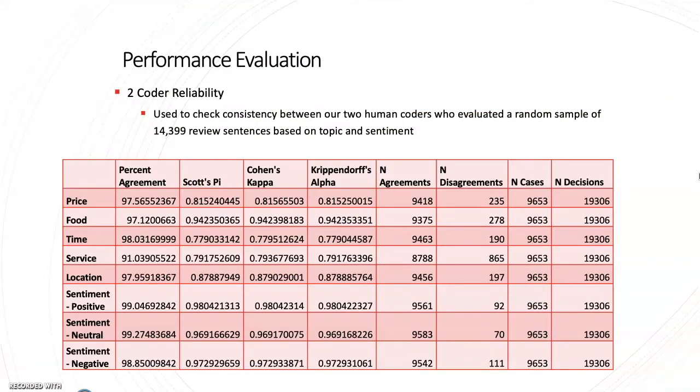To evaluate our performance accuracy, we used a method of intercoder reliability, which is where 2 or more human coders manually code the same set, and we check for agreement accuracy. We used an online tool called ReCal2. The table on this slide shows the results, and you can see that we have nearly perfect accuracy.